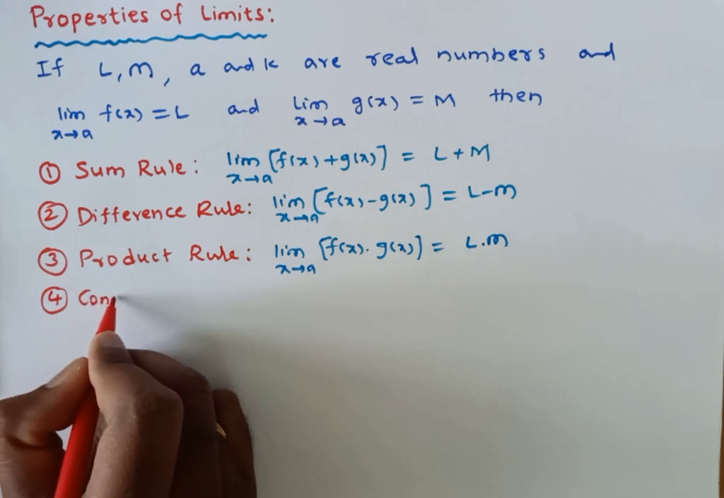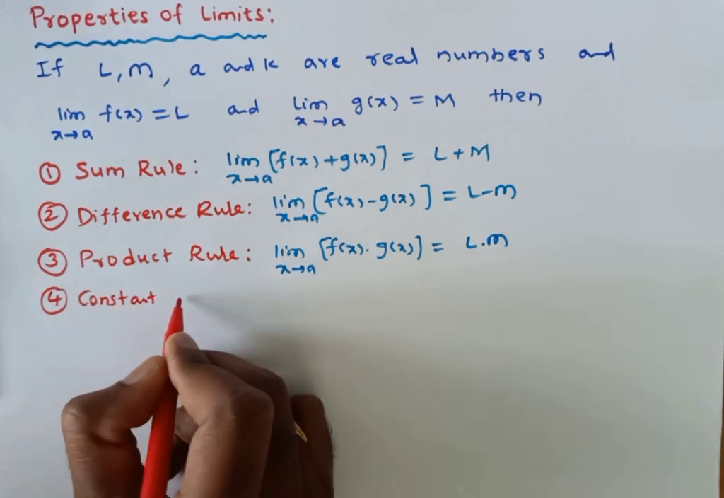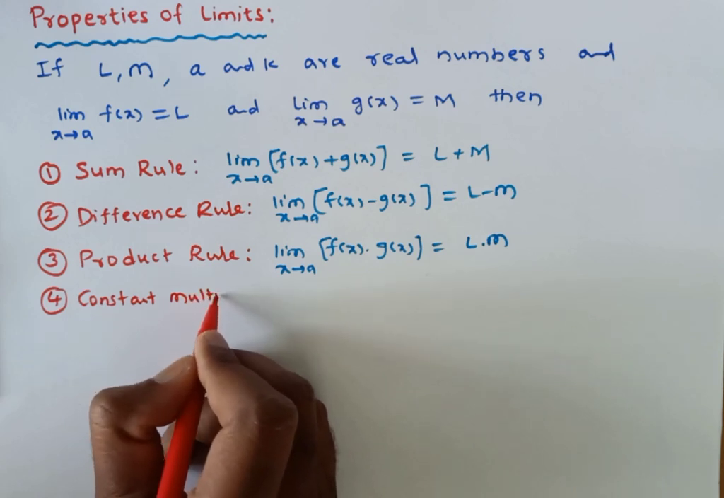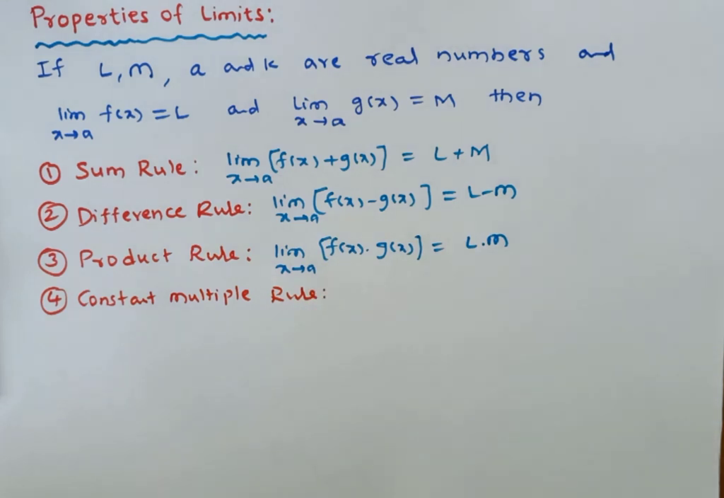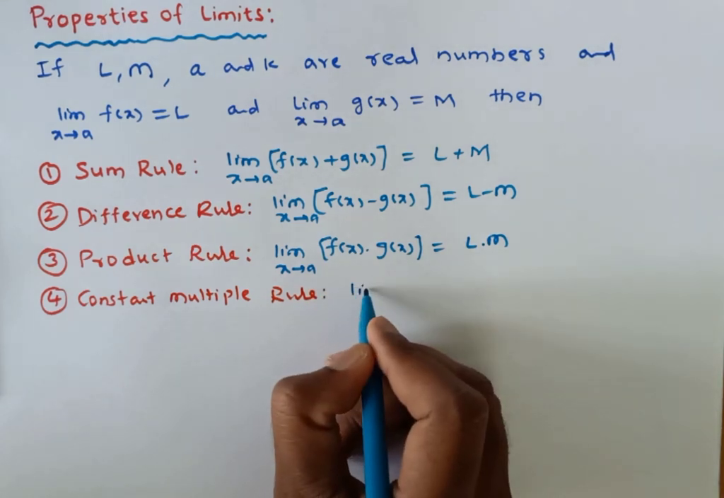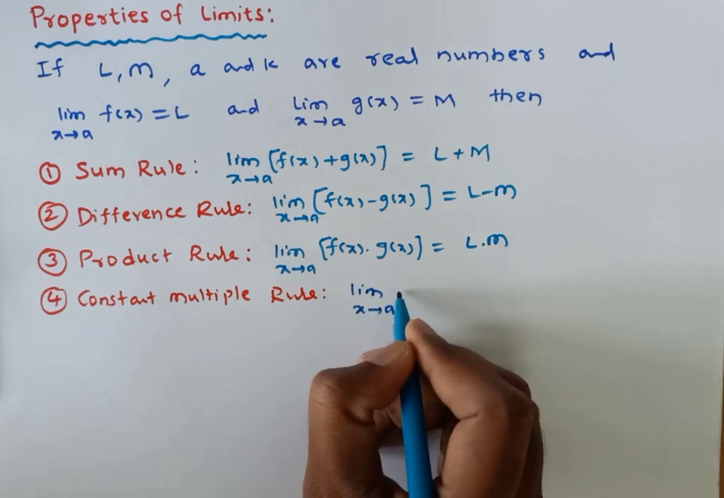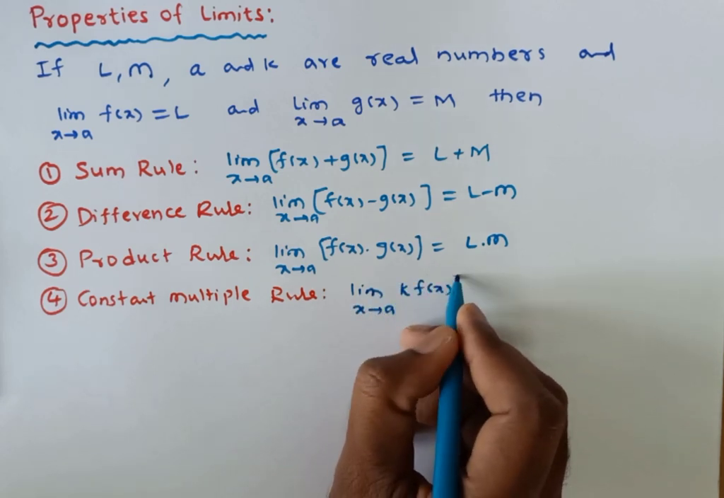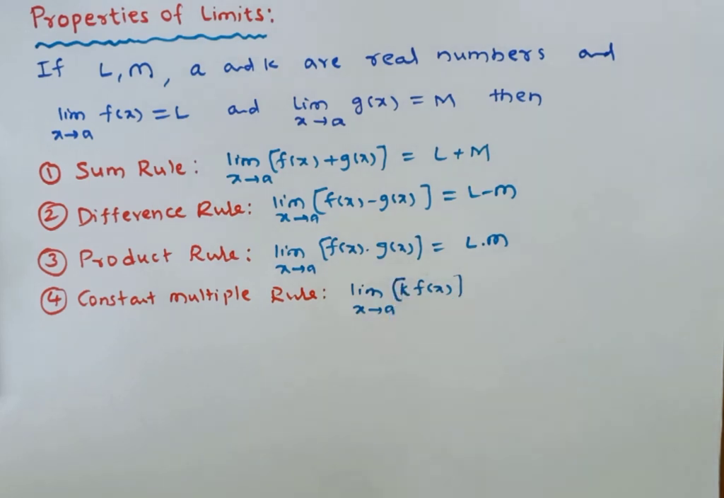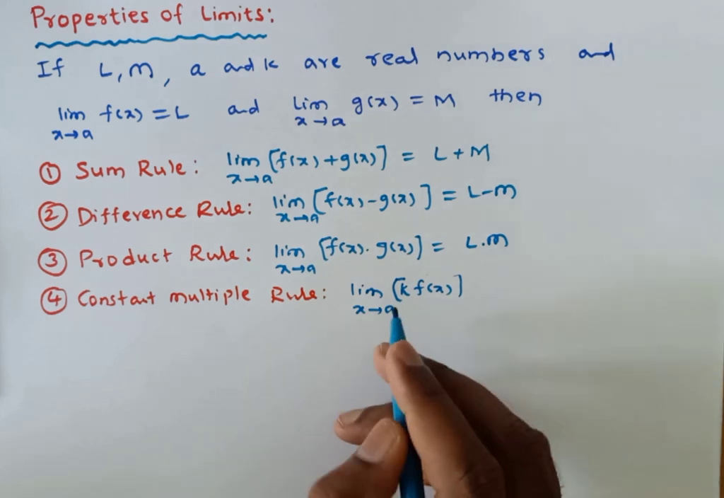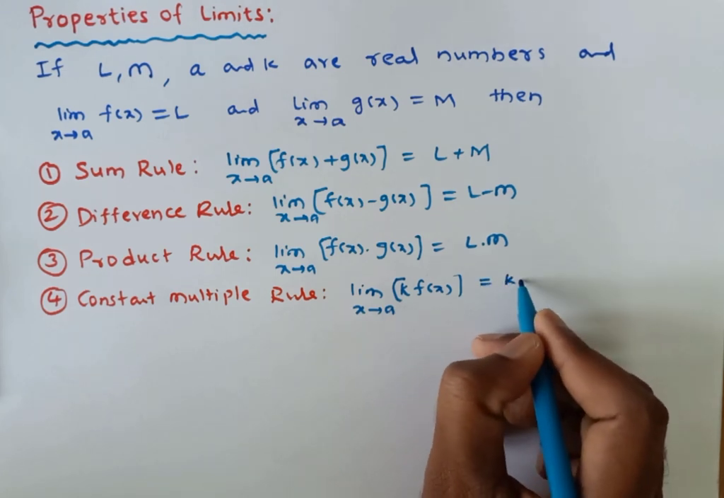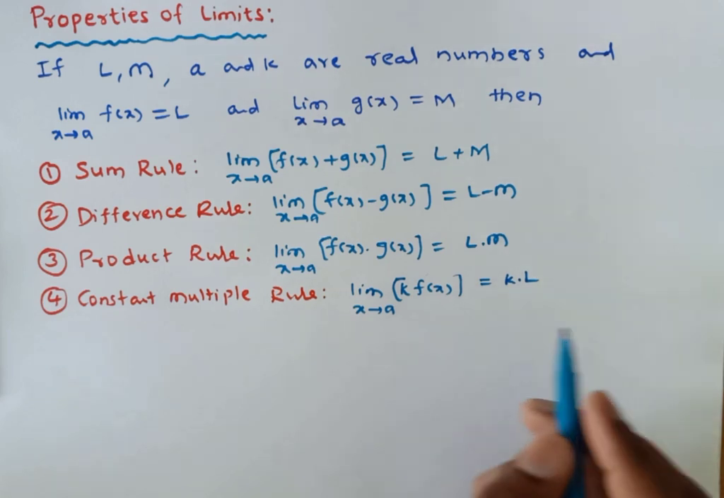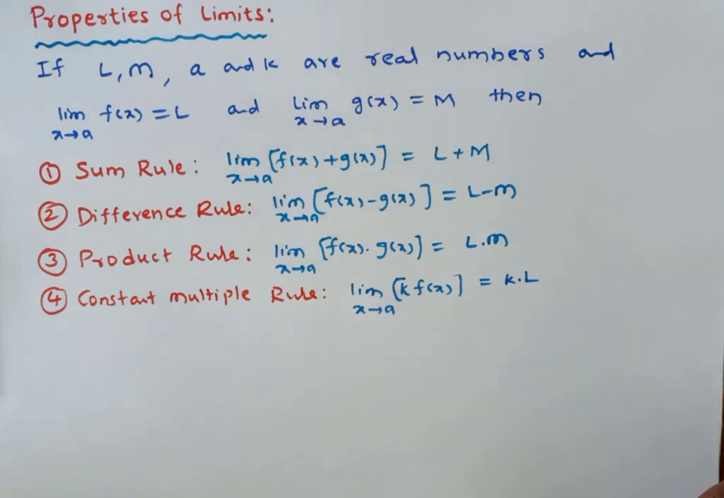Next, the constant multiple rule. If the function is multiplied by a constant, see how to apply the limit. The limit as x tends to a of k into f of x. Already we know the limit of a constant function at any number is always k only. Similarly here we can express this as k into the limit of f of x as x tends to a, that is k into L, where k is any number.